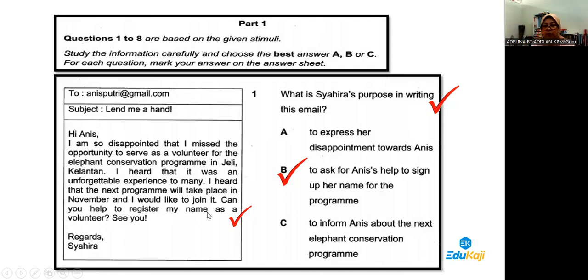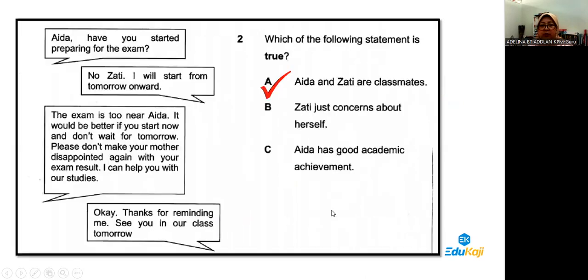You can see here, I would like to join, emphasizing that she would like to join the activity. A question is being posed. Therefore, you can see that the purpose of Shaira writing this email is to ask for Anis's help to sign up her name for the program. It is not A because this is not an expression of disappointment. This is more asking for help by Shaira to Anis. Okay, let's go to the second question.